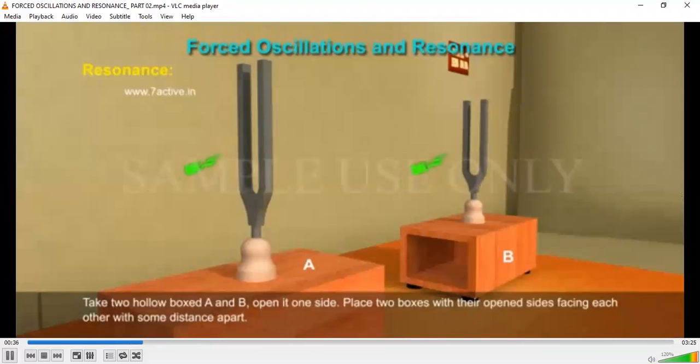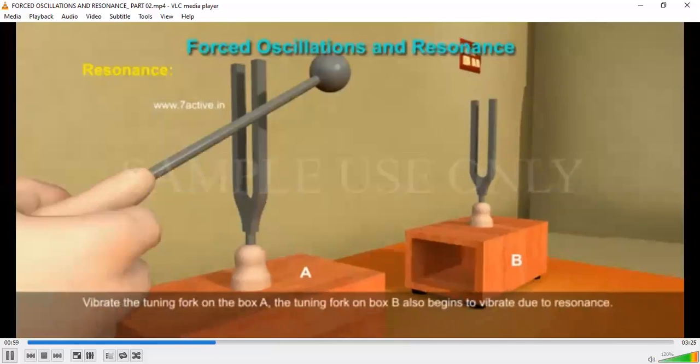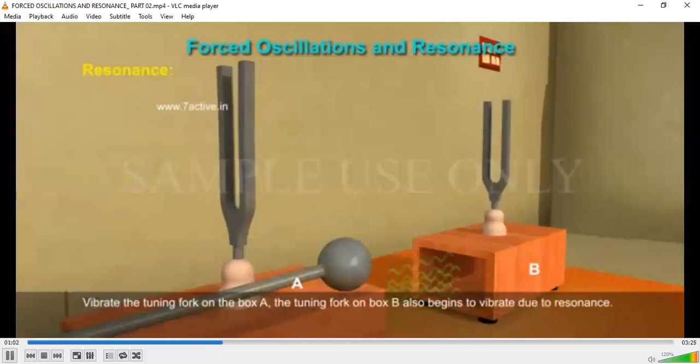Take two hollow boxes A and B. Open one side. Place the two boxes with their open sides facing each other with some distance apart. Mount two tuning forks of the same natural frequencies, one each on the two boxes. Vibrate the tuning fork on box A. The tuning fork on box B also begins to vibrate due to resonance.